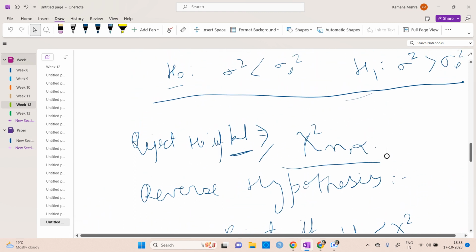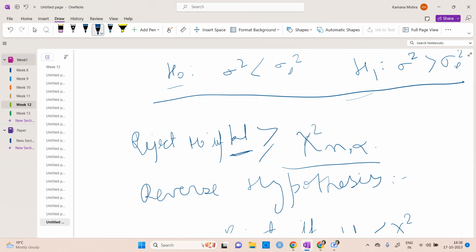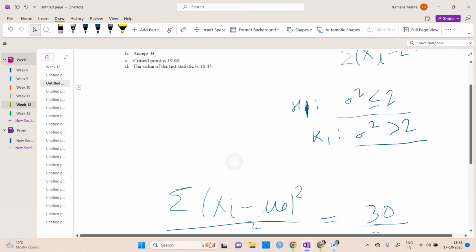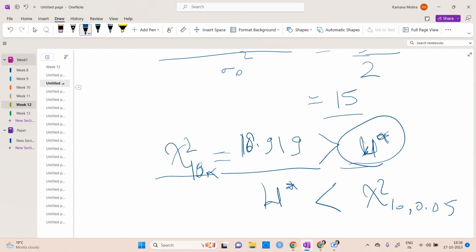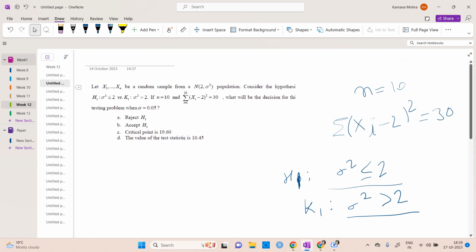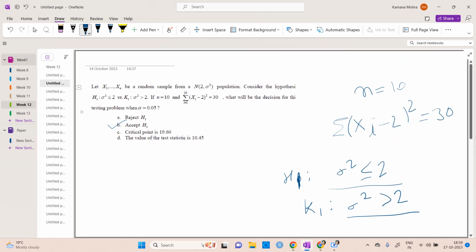I think the sign is a little bit not clear. Here it is not greater than. I think I have written it like this, that's why you're confused. So here the W star we have found is less than chi square 10 comma alpha, right? So we will accept this hypothesis. Is it okay, or do I need to repeat?